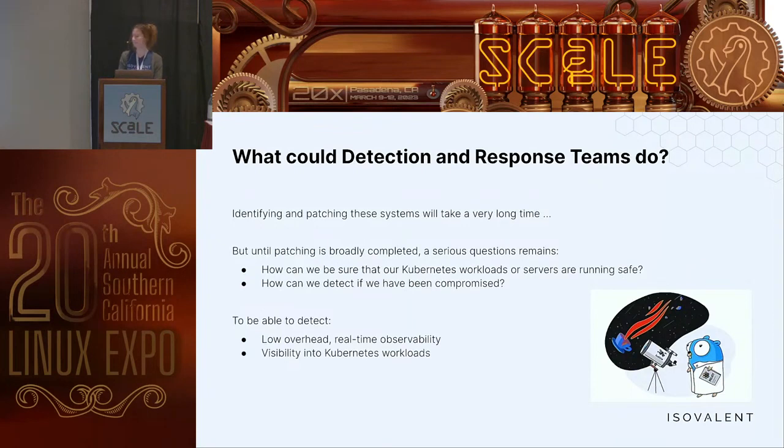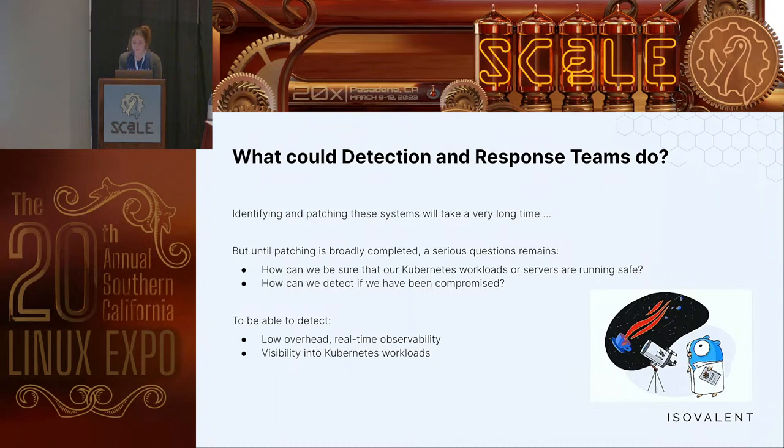So what could the detection and response team do? Of course, patch these systems and identify what they should patch. But it will take a very long time. Until this is broadly completed, they should make sure that the Kubernetes workloads or the servers that they are running are safe, and then they should detect if they have been compromised.